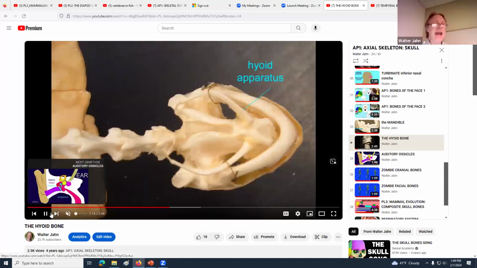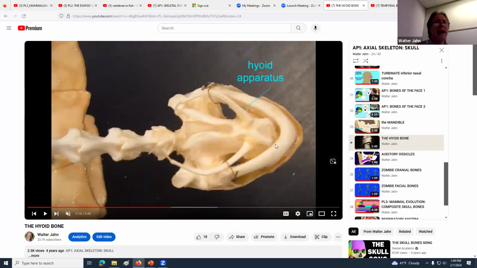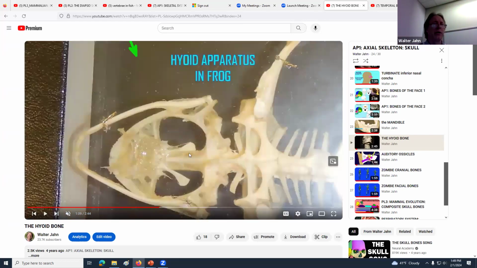All right. And they do so in different ways. So if you were to look at the hyoid apparatus of a turtle, can you notice there's a little more to it? Just a few more of those pieces. Then the hyoid apparatus of birds, or here, the hyoid apparatus of a frog.